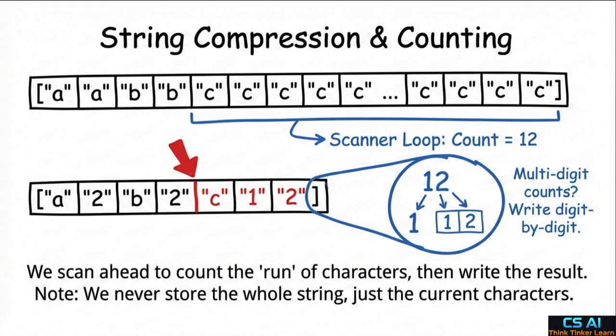The gotcha: if the count is a multi-digit number like 12, we can't just write 12 into one slot. We have to write 1 and then 2, digit by digit. We only write the compressed version, which is always shorter than or equal to the original run. We are guaranteed never to overwrite data that the read pointer hasn't seen yet. We never store the whole string, only the current count, keeping it at O(1) extra space.